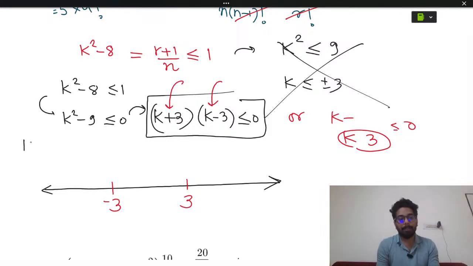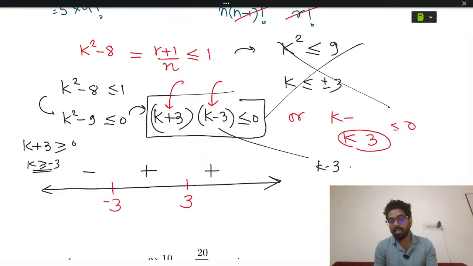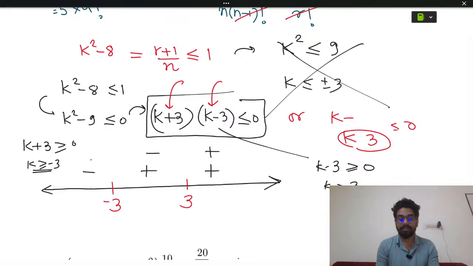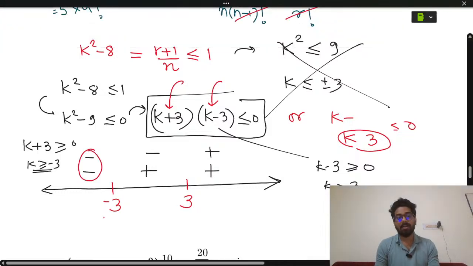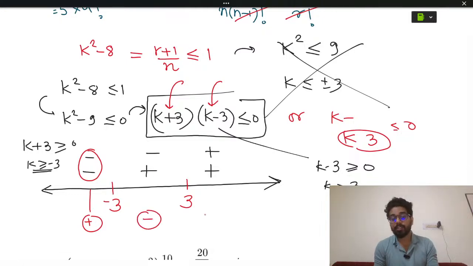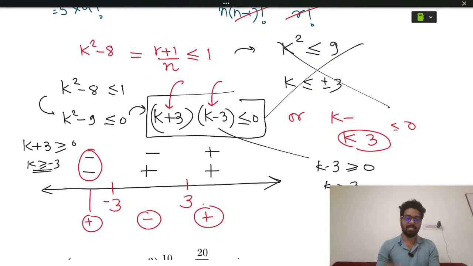So we know k plus 3 will be positive if k is more than or equal to -3. Okay, so this will be positive if k is more than or equal to -3. On the other side, negative. In the same way you check k minus 3 is more than or equal to 0 when k is more than or equal to 3. So when k is more than or equal to 3, it's positive. For less than, it's negative. Now you are multiplying these terms. So minus into minus, the final sign is plus. Plus into minus is negative. Plus into plus is plus. That's why I use alternate signs.